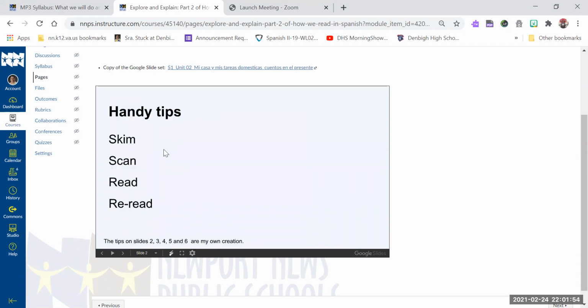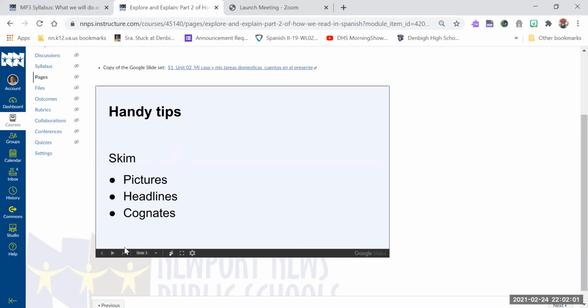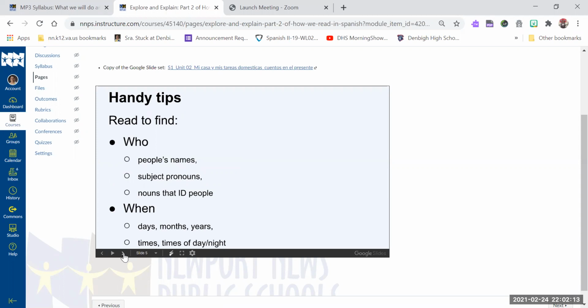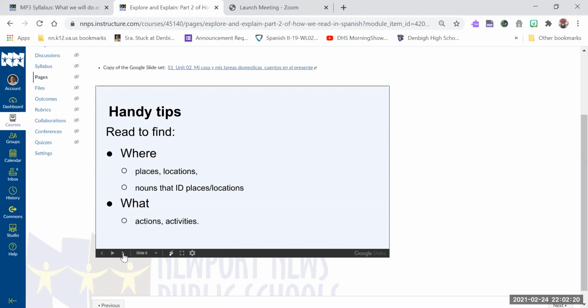Handy tips. Skim, scan, read, reread. Skim for the pictures, the headlines, and the cognates. Scan any kind of glittering generalities, vague impressions. What's going on here? And then read who, quién, when, cuándo, where, dónde, what, qué. Notice we didn't have any comprehension questions or in-depth stuff. We're learning to read a new language, right? All right, so we did that.